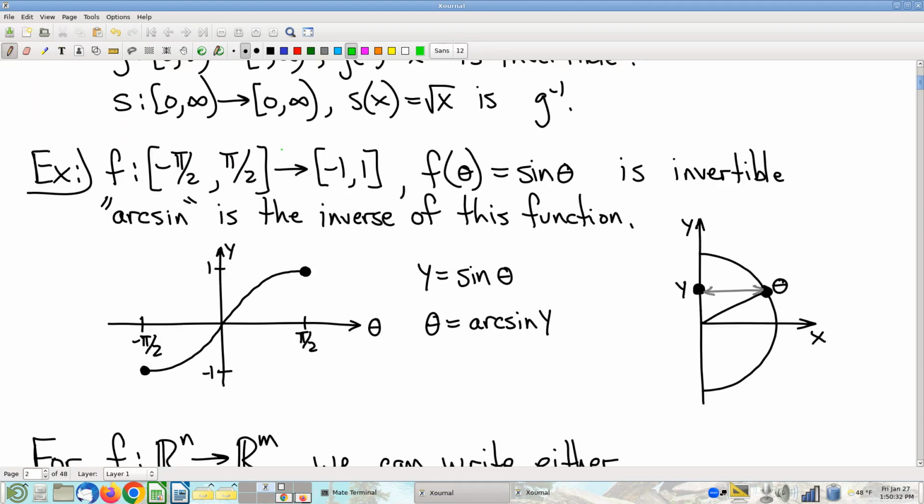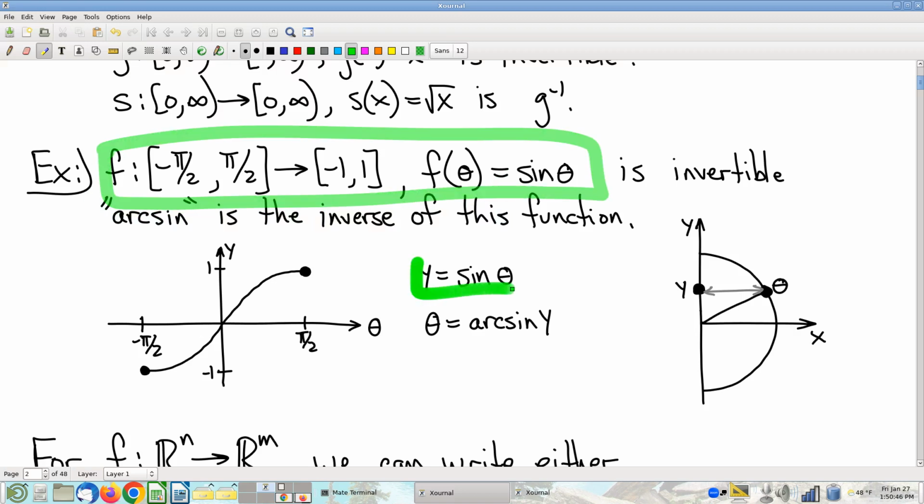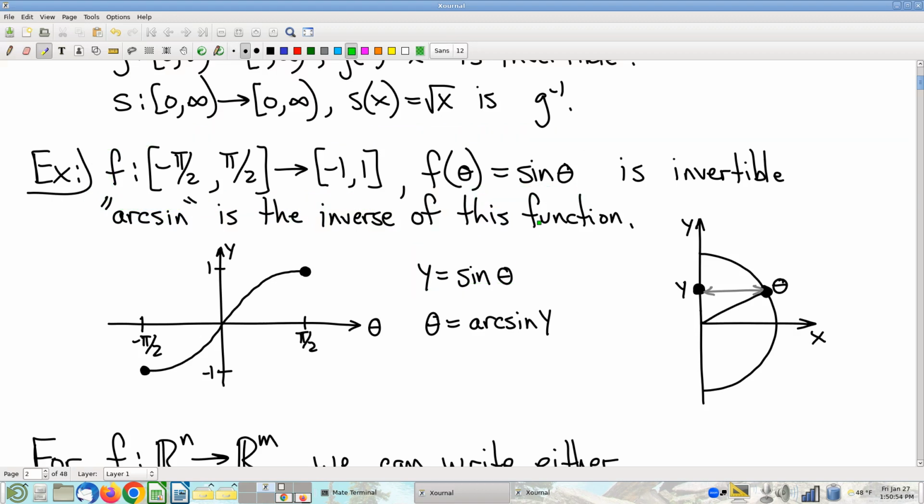So here's then a definition of arcsine. Arcsine is just the inverse function of this carefully restricted sine function. Arcsine is just the inverse of that invertible sine function.